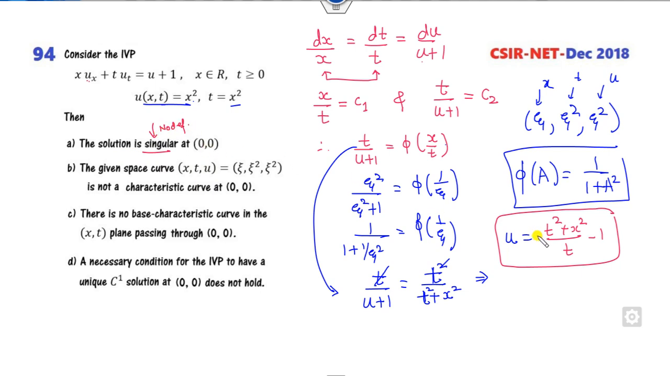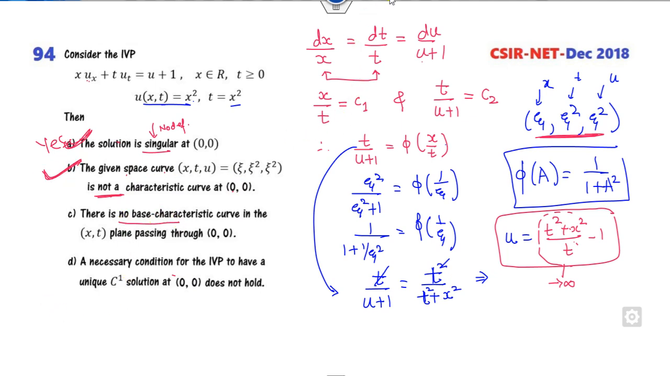At 0, 0, clearly this term goes to infinity when t and x both are 0. So the solution is singular, yes. So this option is correct. The given curve is not a characteristic. Again, at 0, 0, this solution is not defined because we find the same curve. This solution is not defined, so it is again the correct option.